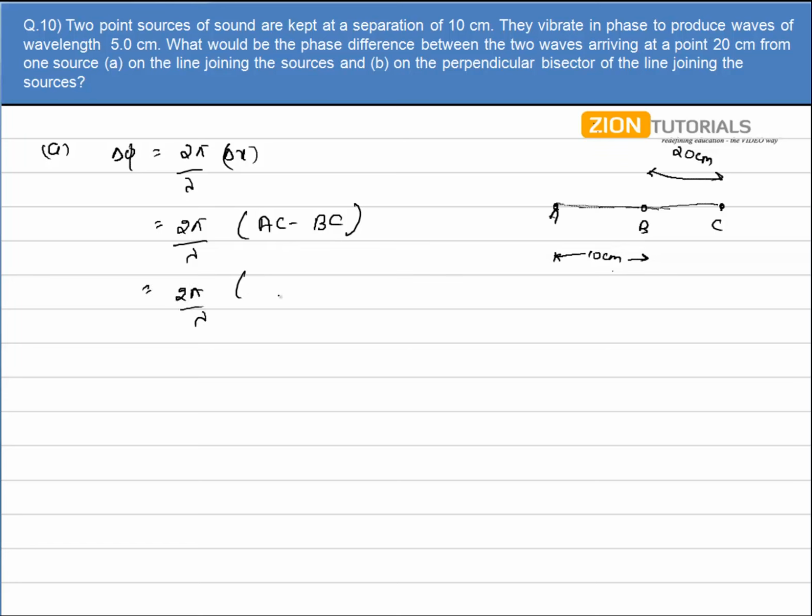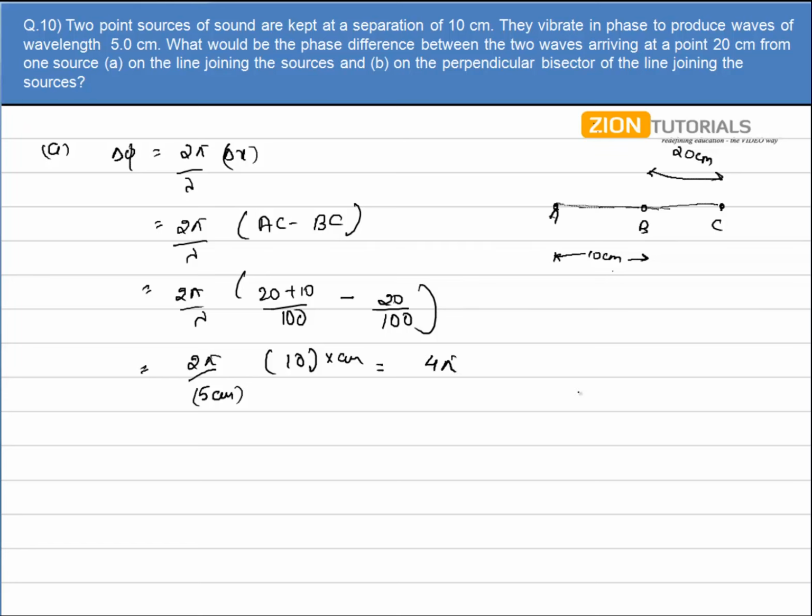AC is given by 20 plus 10 centimeters, divided by 100 to convert it into meter, minus BC, that is 20 again. So the path difference comes out to be 10. So it will be 2 pi by lambda, where lambda is given as 5 centimeter, and here it is 10 centimeter, of course. So the phase difference comes out to be 4 pi.